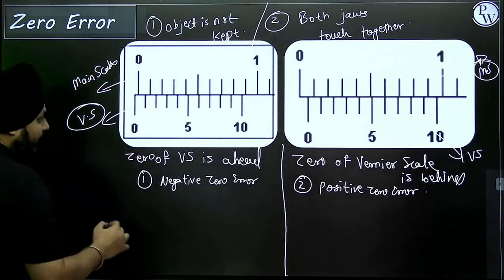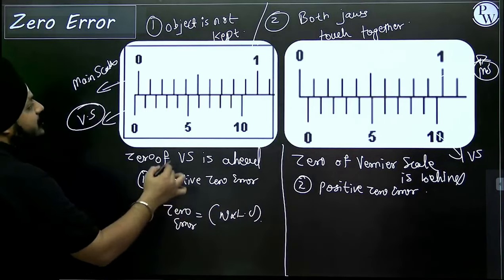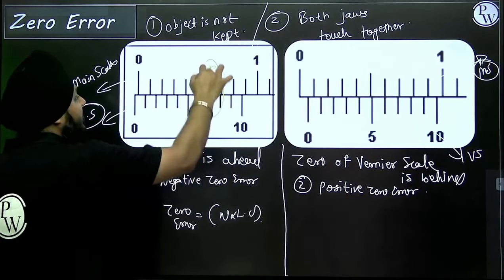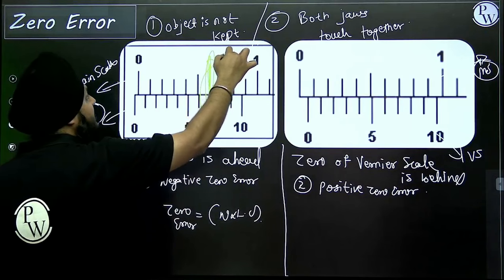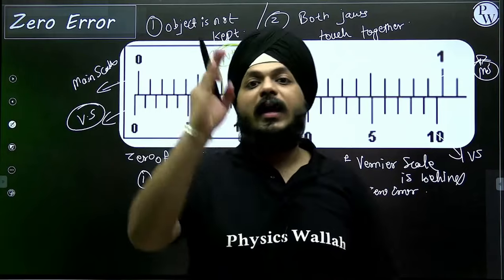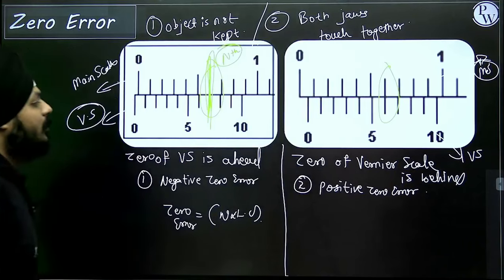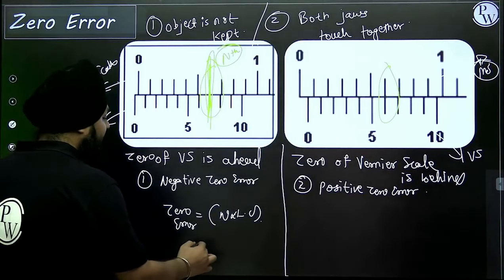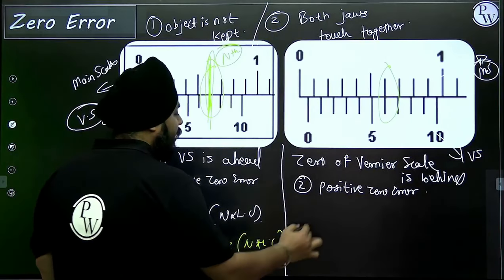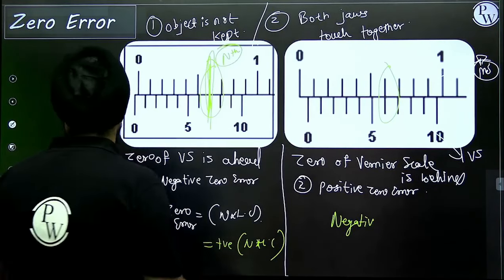The formula of the zero error is n into the least count, where n is the division coinciding. Which division is actually coinciding? See, this division is exactly coinciding, so that is the nth division. Similarly, in this case also this division is exactly coinciding. So here it is a positive zero error, positive n into least count, and here this will be the negative zero error.